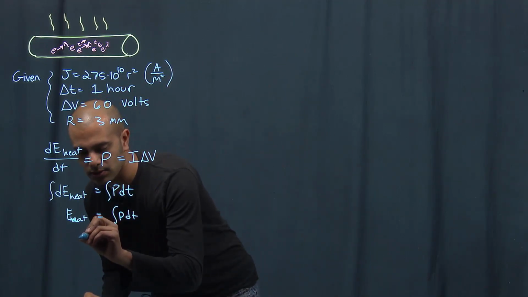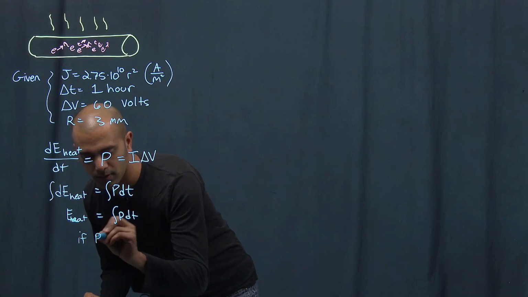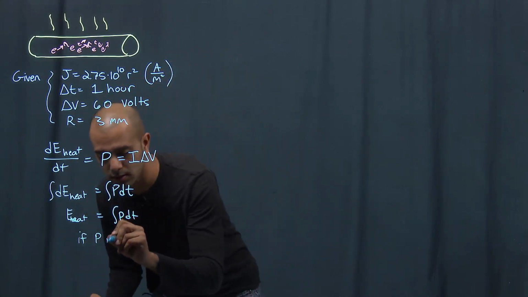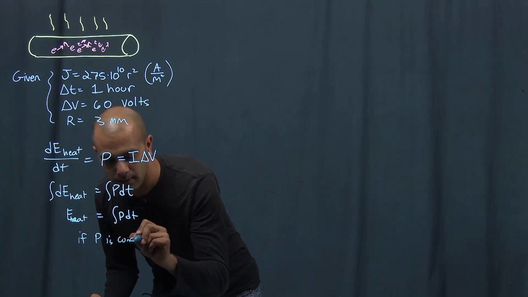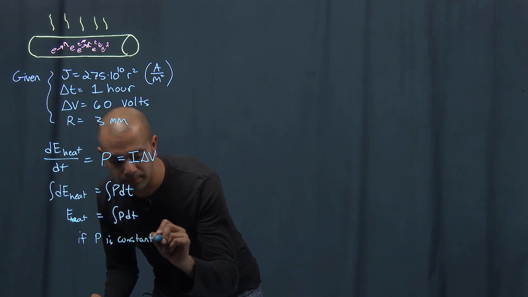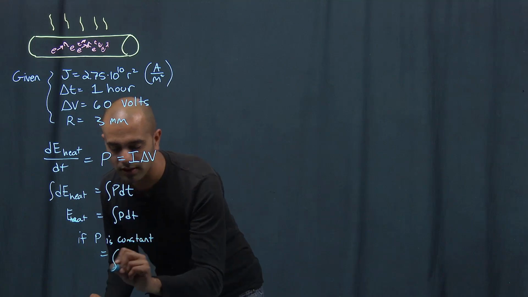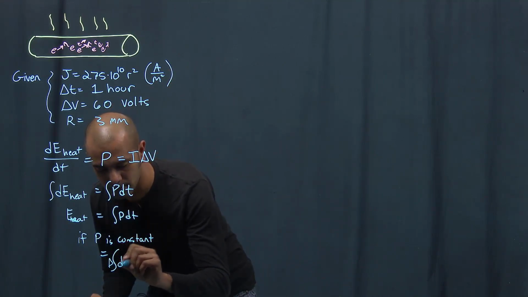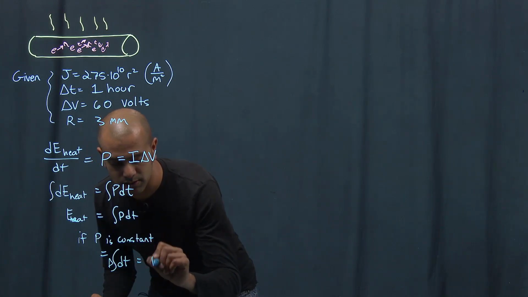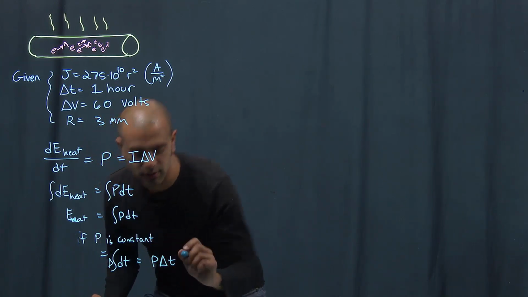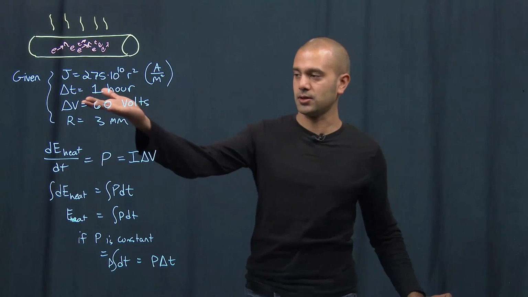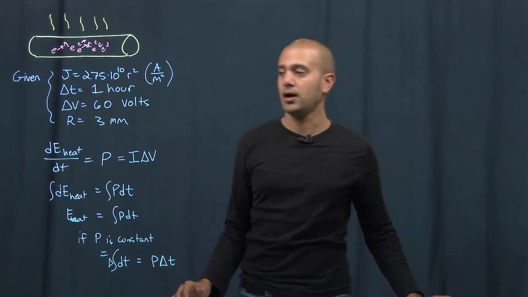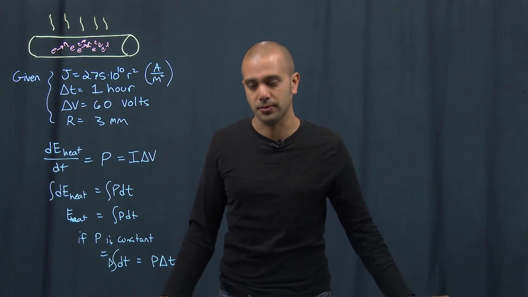In the case where the power is constant, as it is here, typically that's the case when you have constant currents, then you can take P out of the integral, and all you're left with is P integral dt, which is just P times the total amount of time. And here we are given the total amount of time, it's 1 hour, so all we have to do is find the actual power that's dissipated at any given time, and that's going to be a constant number.